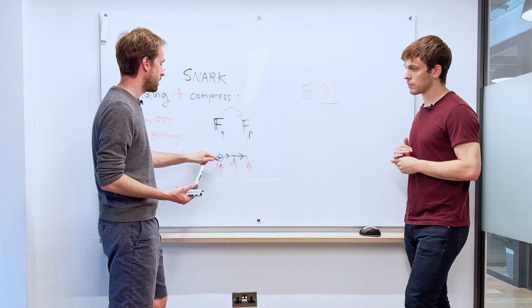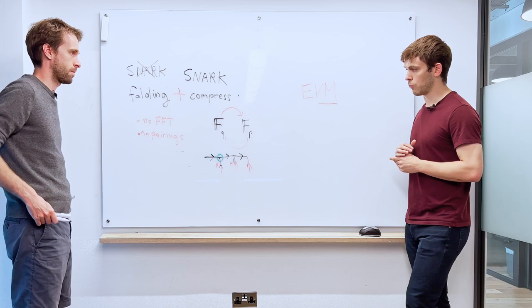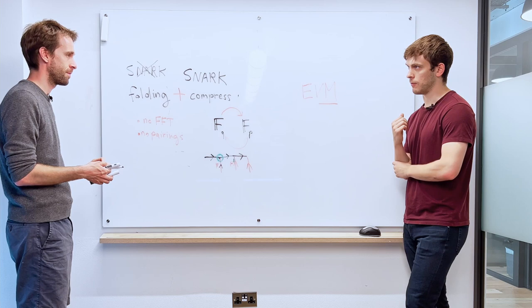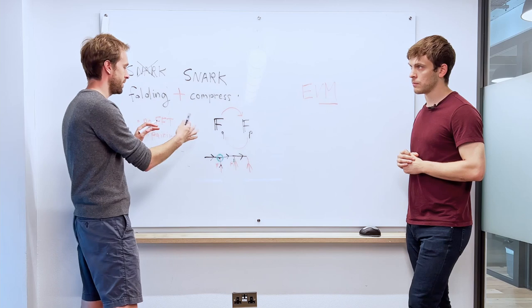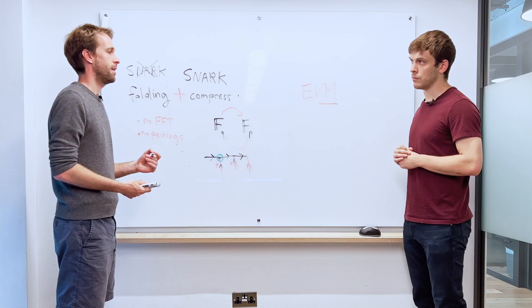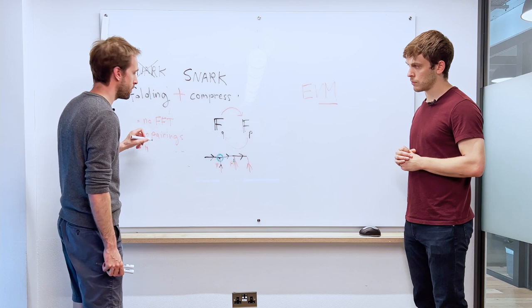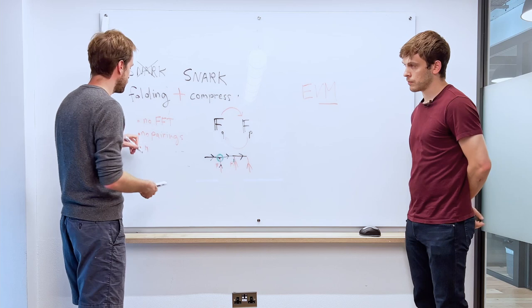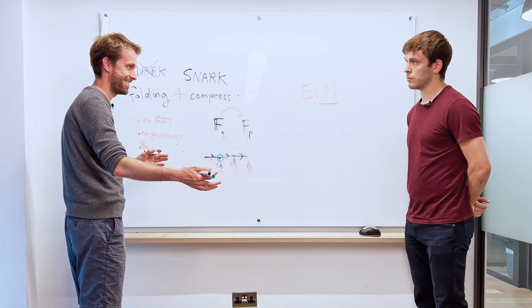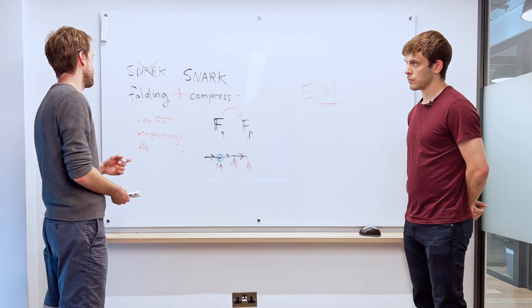Yeah. Cool. So what are some of the concrete performance characteristics of Nova? You said it's really fast. Right. So there are no FFTs. You're only doing multi-exponentiations. And the question becomes, what is the constant? So if you have n constraints, for example, n R1CS constraints, you have to do two multi-exponentiations of size n. So basically the constant is 2, which is at least a factor of 2 better than the next best thing.